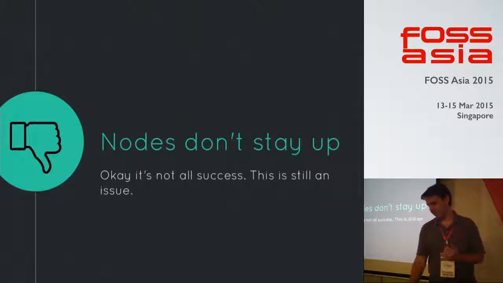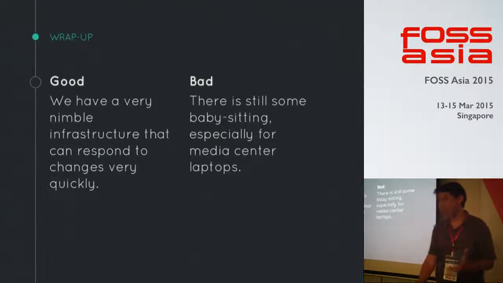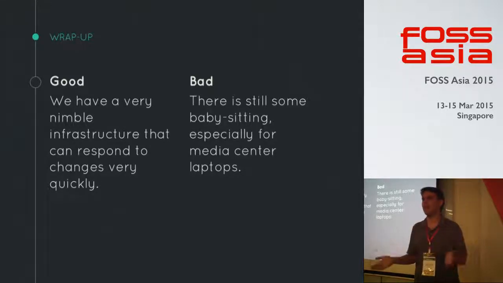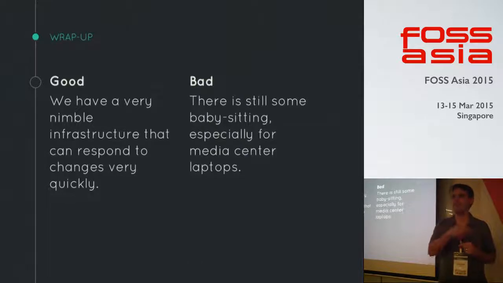I want to take questions because I think that'll be more useful than me talking a lot. But essentially, using configuration management, we now have a really nimble infrastructure that can respond to changes very quickly. If I have a request for software, or if I get a bug report, I can push the changes out to all 300 computers at 5 sites within a couple of hours. Whereas before, I would have to travel to each site and do something, or it just took a lot longer. The bad is there is still some babysitting. I don't think there's ever going to be desktop support where there's not some hand-holding and babysitting. If you have any ideas, I'd love to hear.